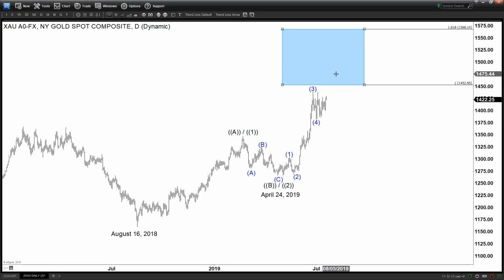Besides, if you look at GTX already made a new high. GTX is gold miner index, so there's a reason to think that the 4 is already in place, even though we have not gotten the confirmation yet by breaking above the 3.